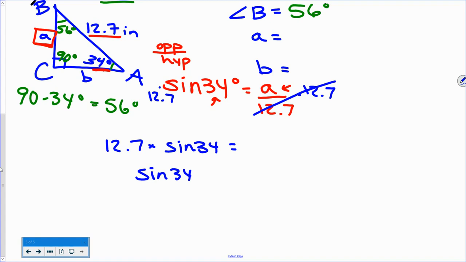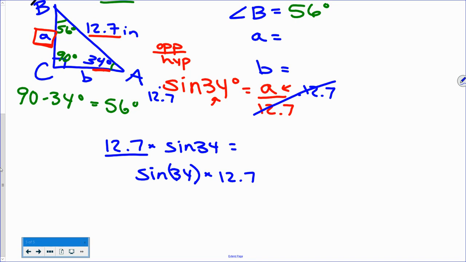A lot of your calculators will put parentheses around this, and if you do not close those parentheses and then multiply by 12.7, it will do it wrong. If I don't close those parentheses, it's going to multiply 34 and 12.7 as the angle and then take sine. So either find sine of 34 first, multiply by 12.7, or just put it in front if you're worried about not closing parentheses when you need to.